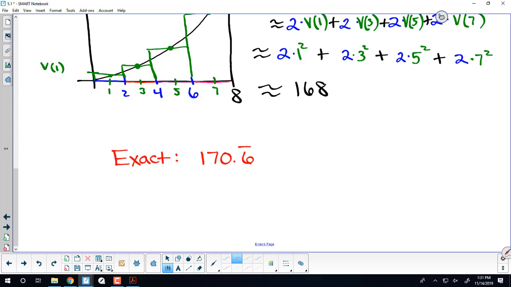We could do the same process using 10 rectangles and 20 and 30 and 40 and so on. But you see, it starts to get a little bit tedious to draw all that out, especially if we have to use 50 or 100 different rectangles.